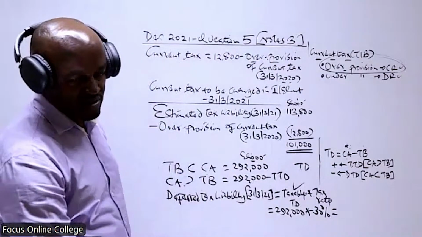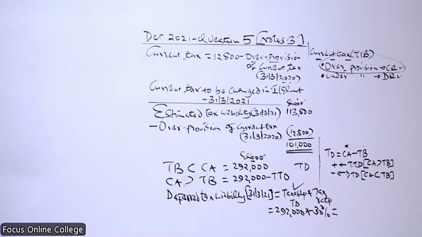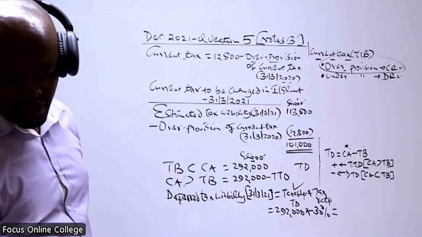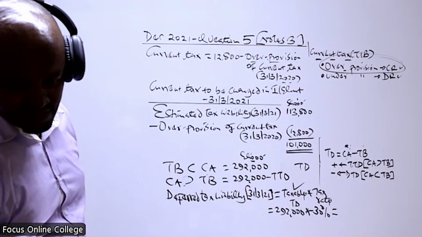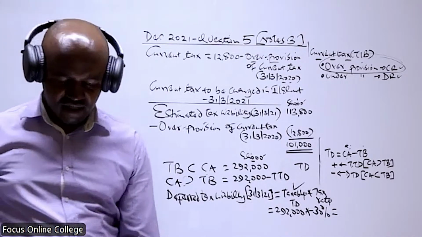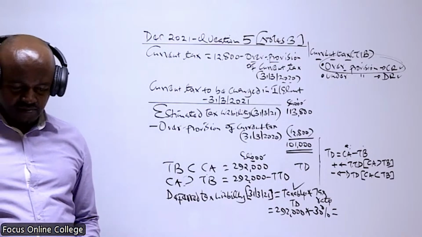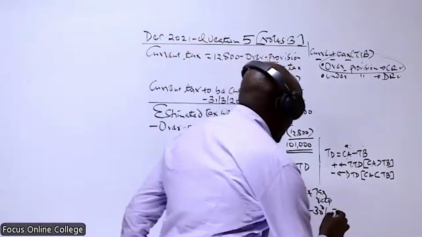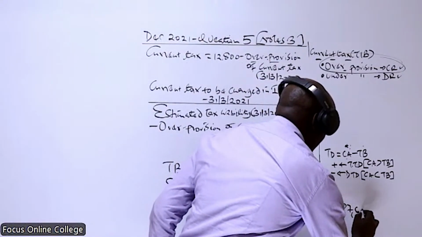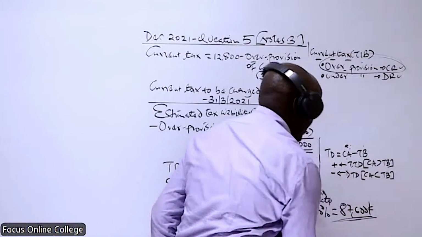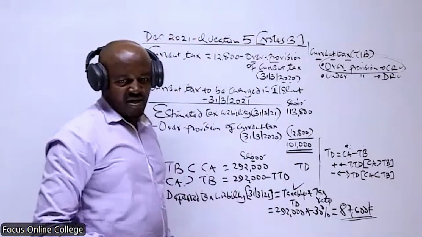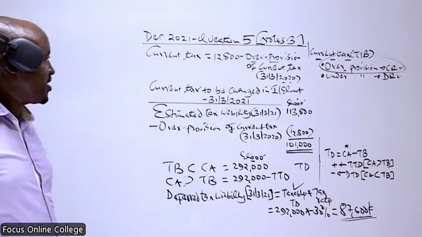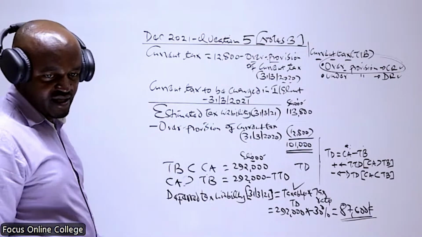So this will give us what? This will give us a deferred tax liability of how much? Deferred tax liability of 87,600. Is that what you're getting? Yes, that is what you're getting.